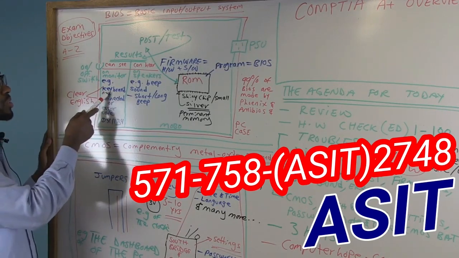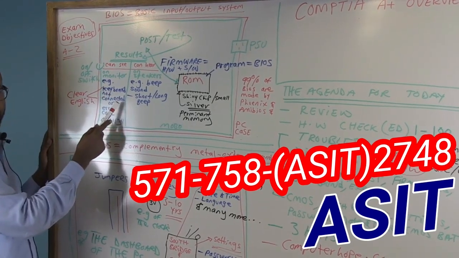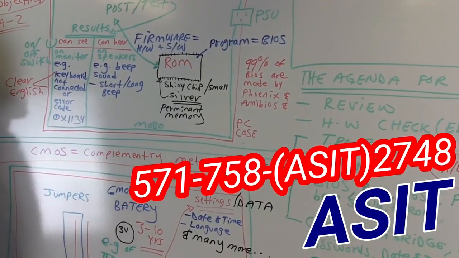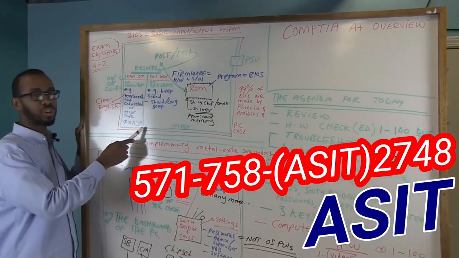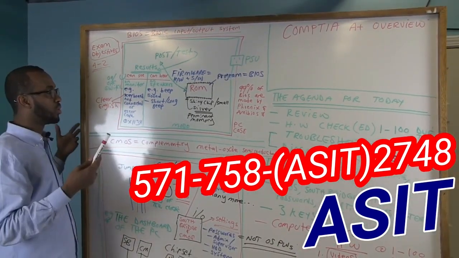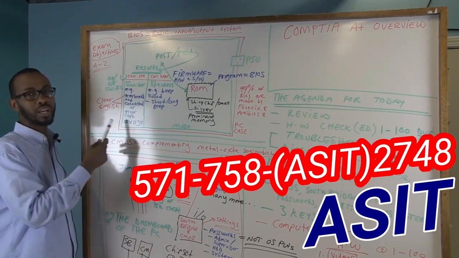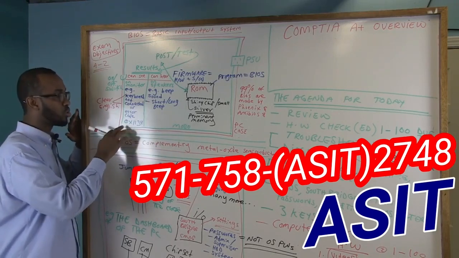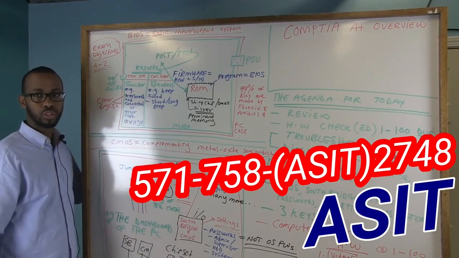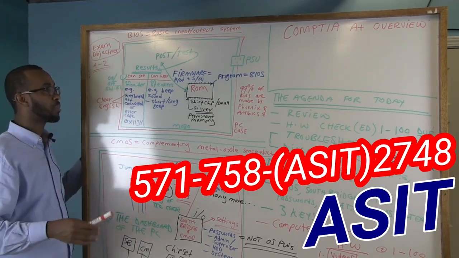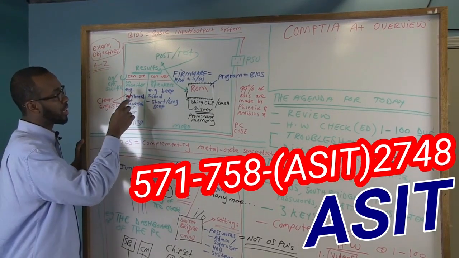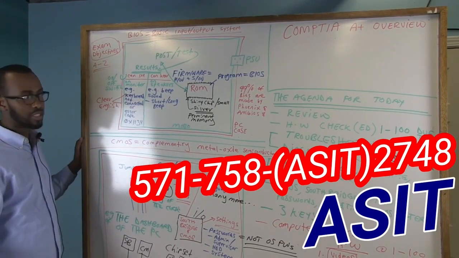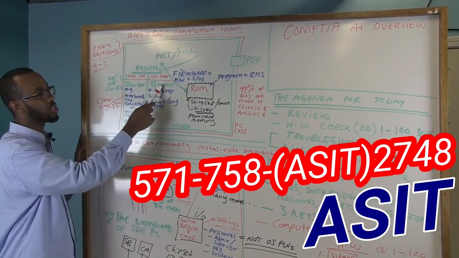So the clear English would be something like keyboard not connected. Errors would be something like, and by the way, I made up this error, it's not a real error, error code 0x1134. So if it's an error code, you have no idea what it is. So what do you do? You are going to Google it. You're going to put in Google error code 0x1134. And it's going to tell you exactly what the problem is. Otherwise, it will tell you in clear English, keyboard not connected. That's just a simple example.